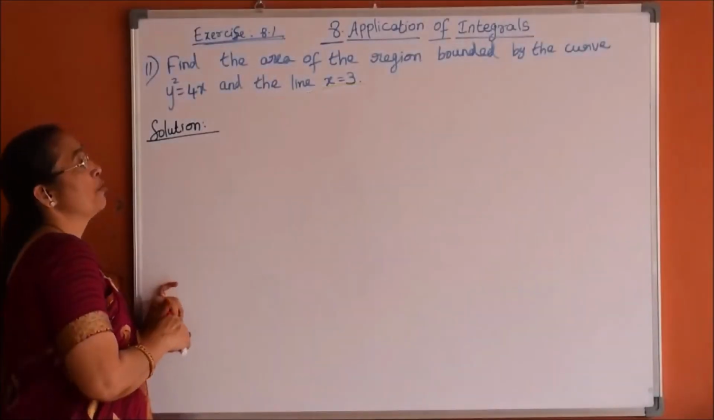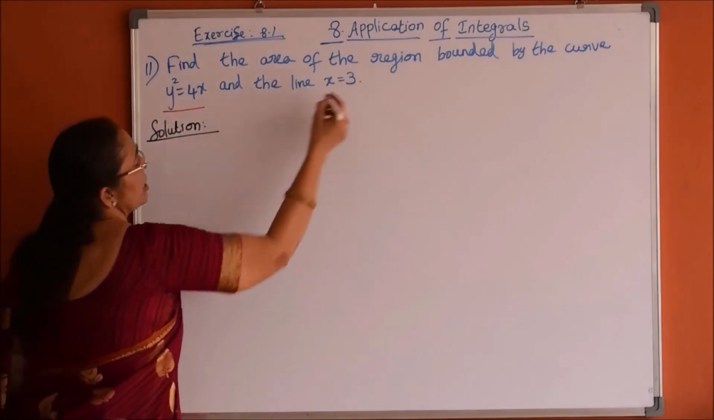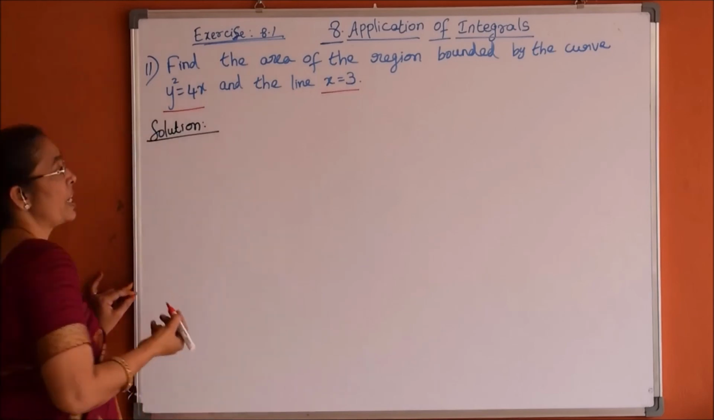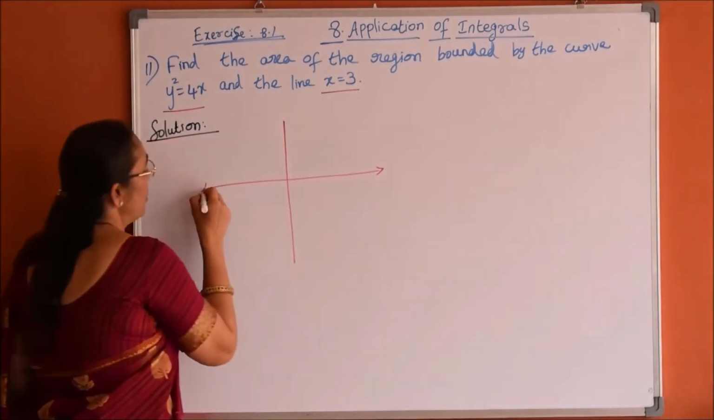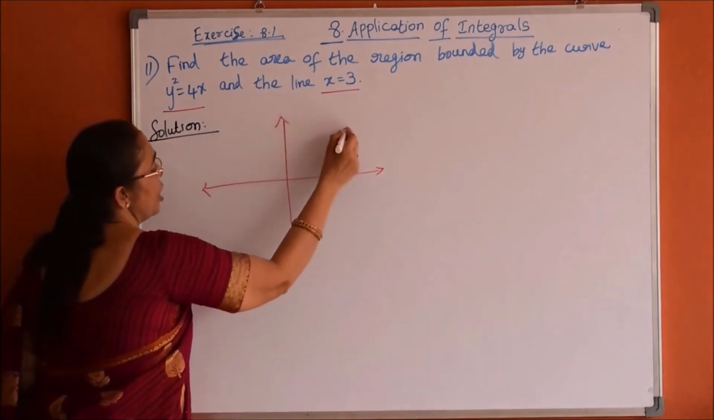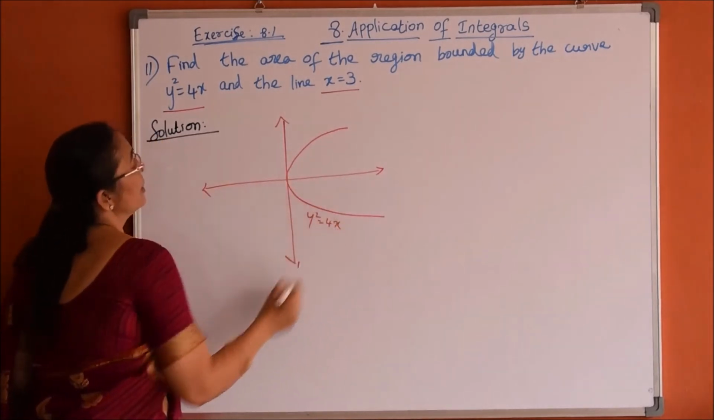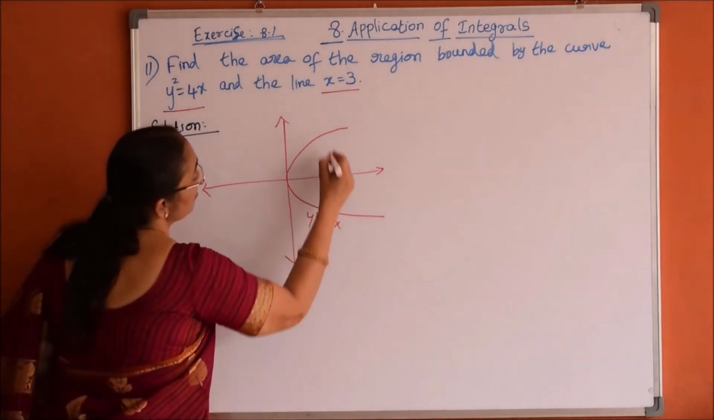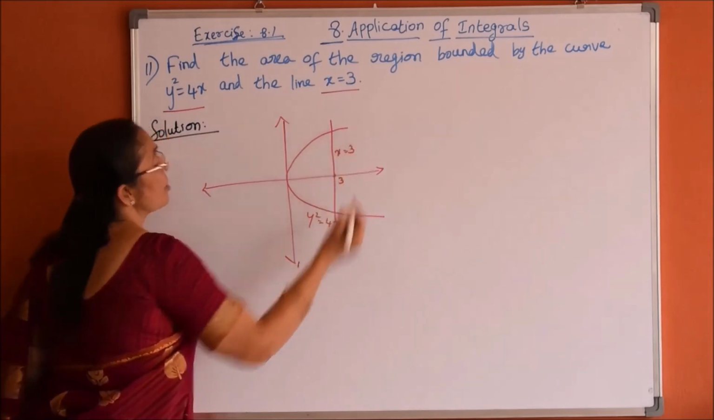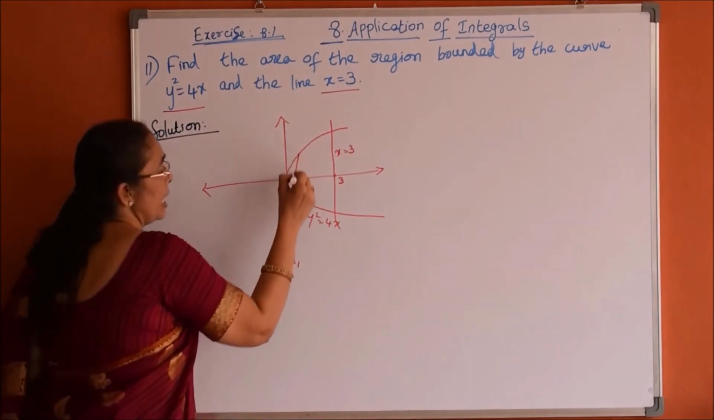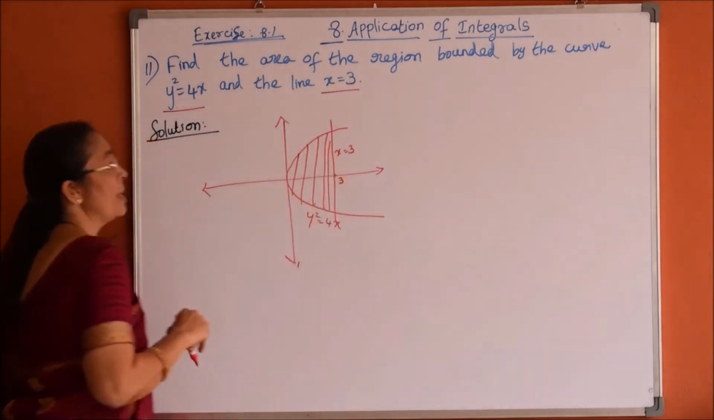11th problem: find the area of the region bounded by the curve y square is equal to 4x and the line x is equal to 3. Now let us sketch the graph. y square is equal to 4x is the parabola symmetric about the positive direction of the x axis. So this is y square is equal to 4x. Now x is equal to 3 is a straight line parallel to the y axis at a distance of 3 units. So our required area is the area bounded by the curve and the straight line. So this is our required area.